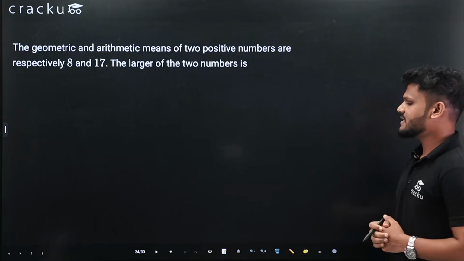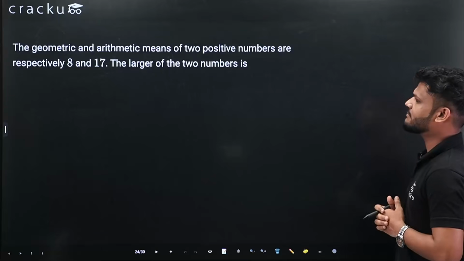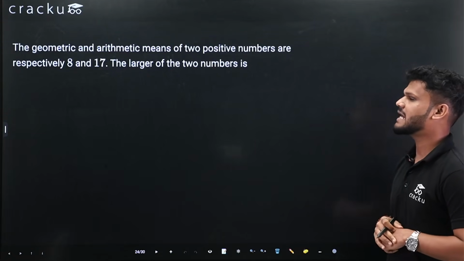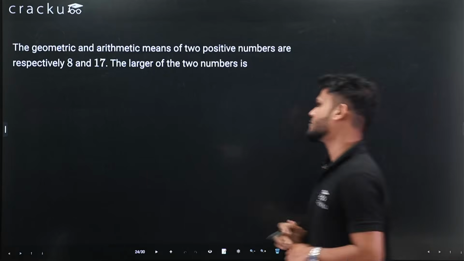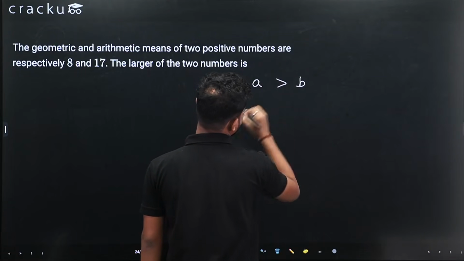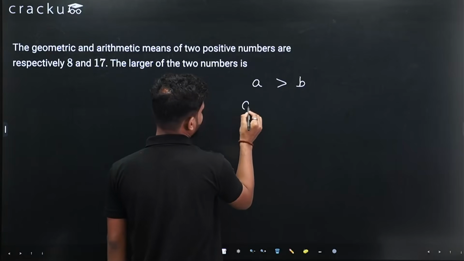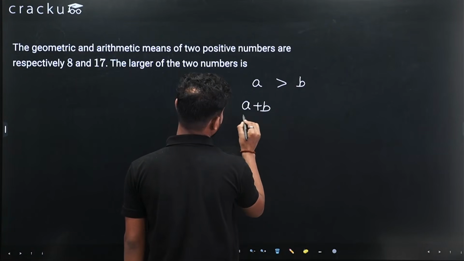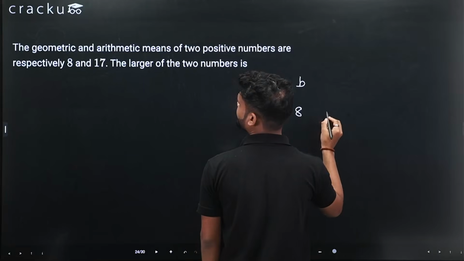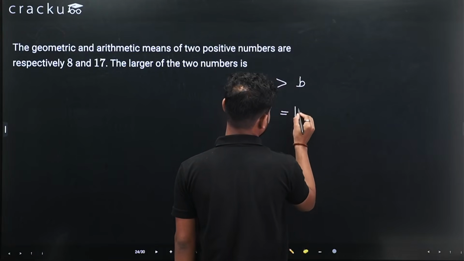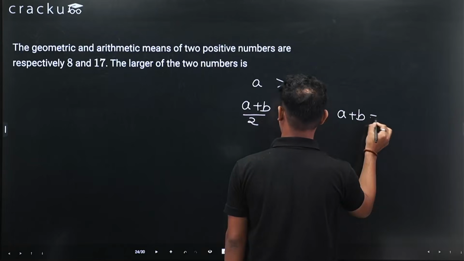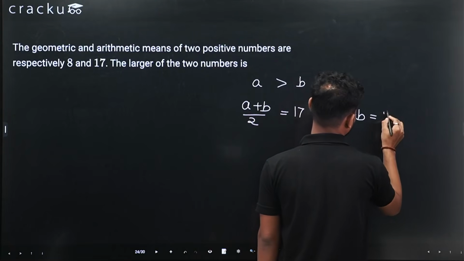In this question we are asked: the geometric and arithmetic means of two positive numbers are 8 and 17 respectively. The larger of these two numbers is what? So let us say there are two numbers a and b such that a is greater than b. The arithmetic mean is given as 17. So a plus b is nothing but 17 into 2.